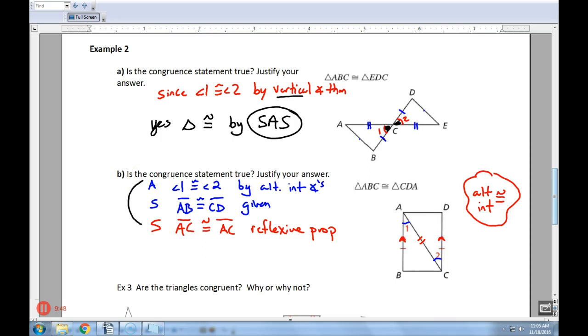But now's where you really got to look at the picture and ask yourself, is the A the included angle? And I believe it is. You know, I have this side is a congruent side. This side is the other side that I know about. And the angle I have is that angle that's included. It is in between. So this is yes. The triangles are congruent by SAS. So I had to use a couple properties there, the reflexive and the alternate interior.